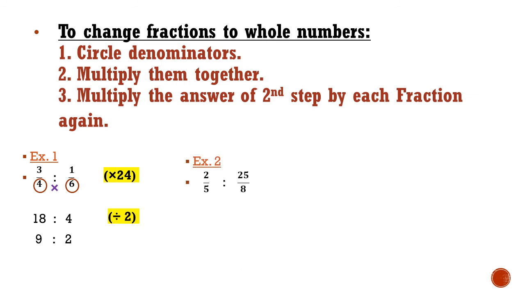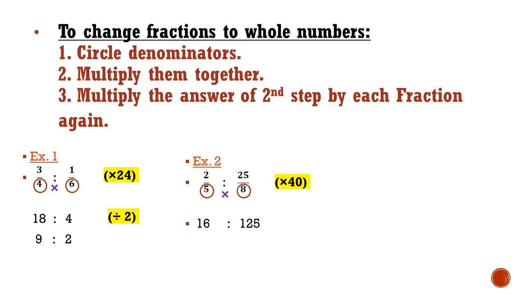Exercise 2. 2 over 5 to 25 over 8. Now we have a ratio between fractions, but a ratio must be whole numbers. Circle the denominators, multiply them together. 5 times 8 equals 40. We multiply each term by 40. 2 over 5 times 40 and 25 over 8 times 40. We get 16 to 125.